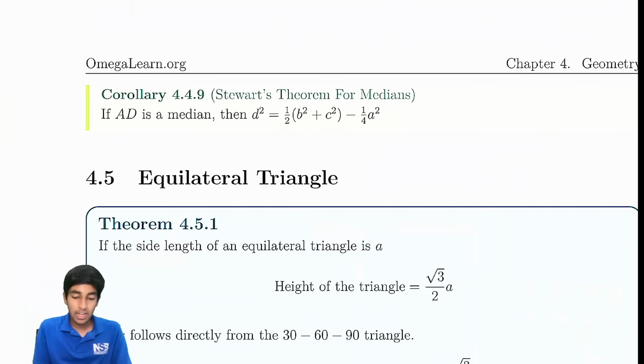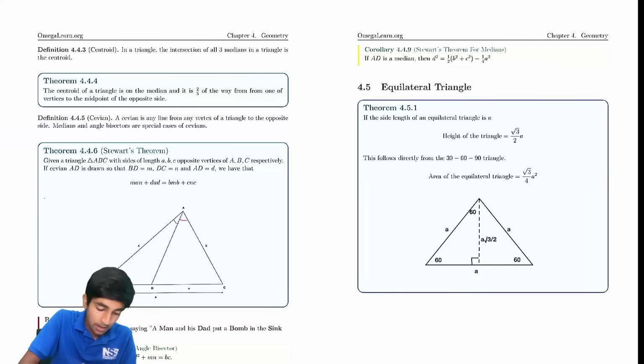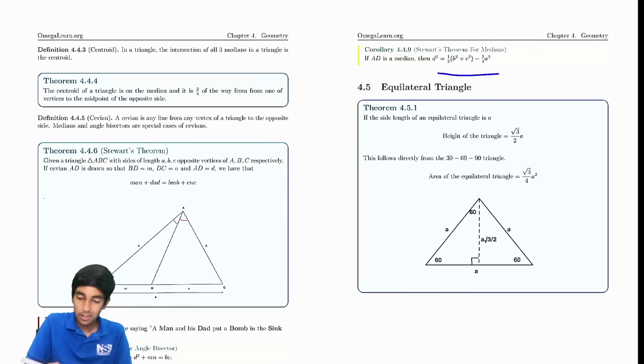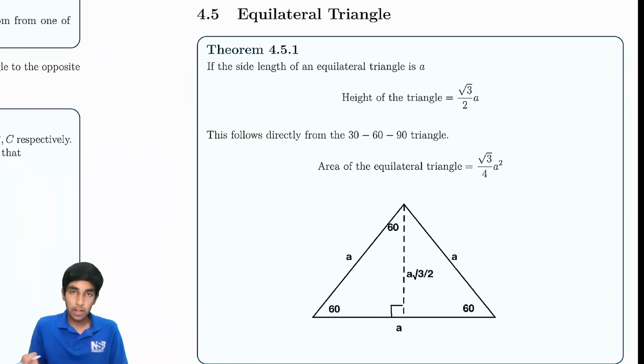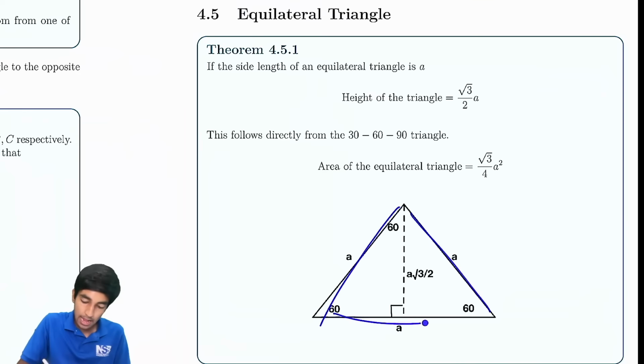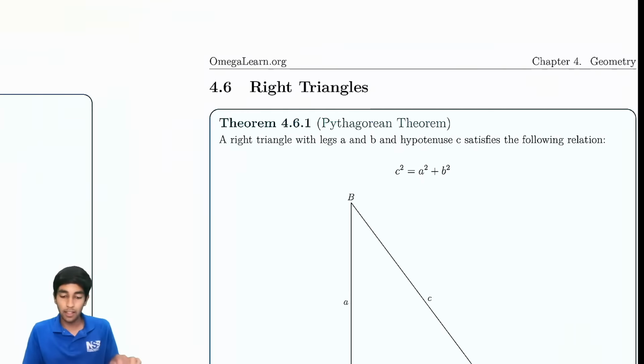Now here's another thing. If AD is a median, then you have this formula here. I haven't memorized this, and you can if you want to. It could be useful, but you can always just rederive it from the original Stewart's if you need to. So now equilateral triangle, pretty simple stuff. This length is A over 2. And then we get height is A root 3 over 2. Area formula, gotta know it: root 3 over 4 times side length squared.